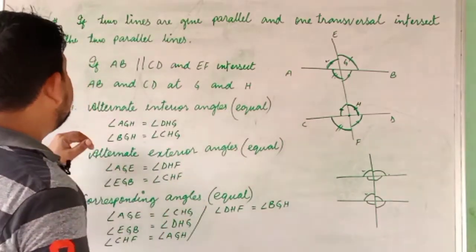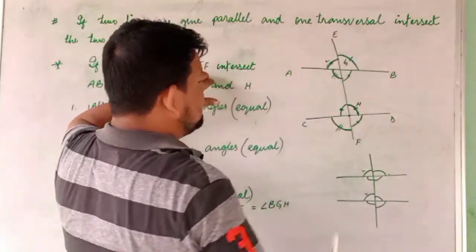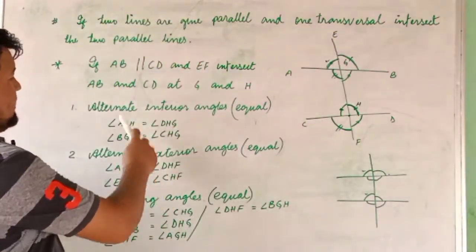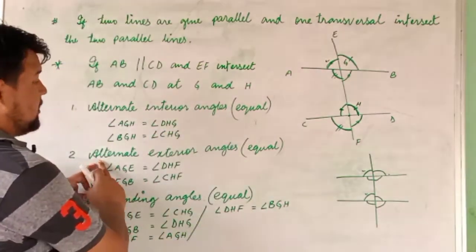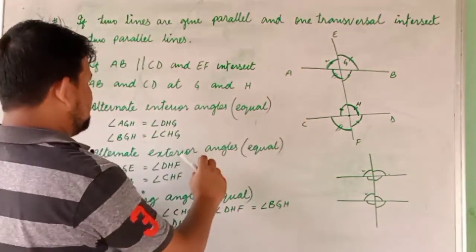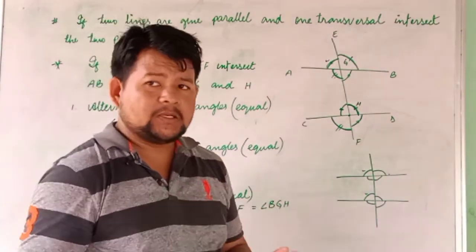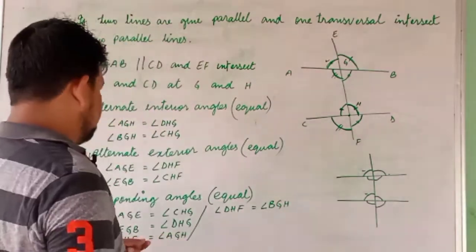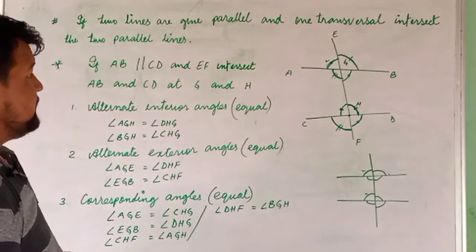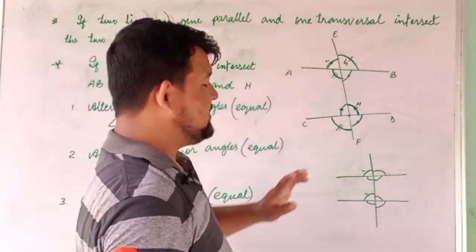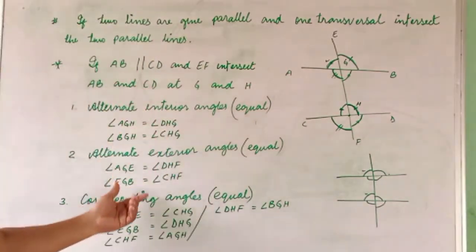So you'll have to remember, if two lines are given to us as parallel and one transversal is intersecting these two lines, then the alternate angles will be equal. Alternate exterior angles will also be equal, alternate interior and exterior angles will be equal, as well as corresponding angles. You'll have to remember this, and we can solve for our coefficients if two parallel lines are given and one transversal is intersecting. So we can find any angles if we remember this property.